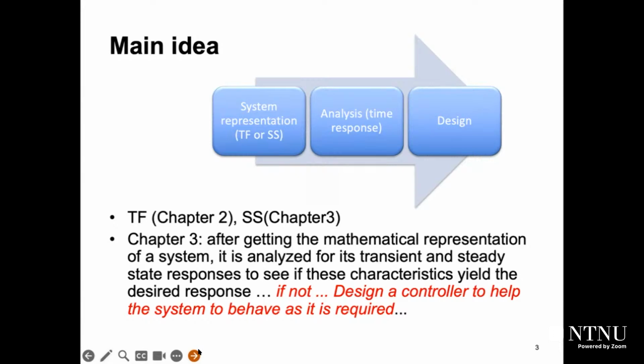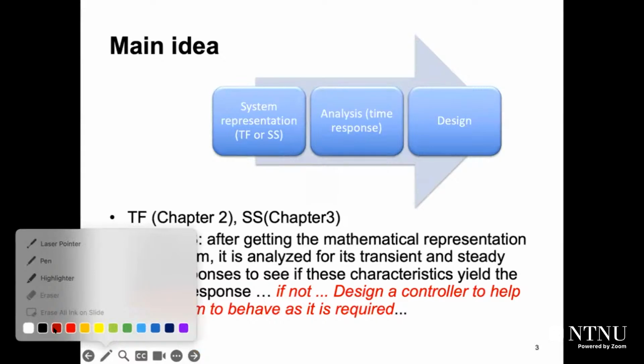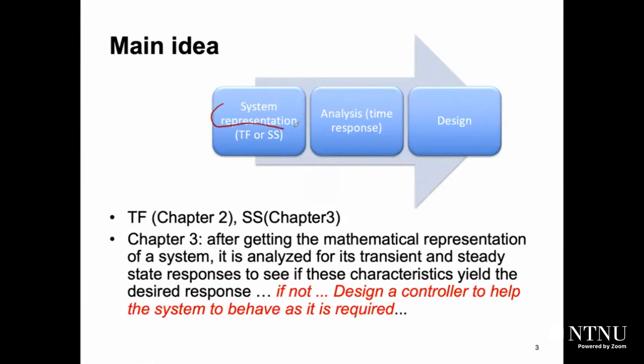So the main idea here, we are starting with system representation, and in this system representation, we can represent the system by transfer function, and we did that in chapter 2, or in the form of a state space representation, which is very beautiful, and we did that in chapter 3. In chapter 4, we will analyze the time response of your system, and by analyzing the time response, we will characterize it, and based on this, we will have some design requirements. We will get them maybe from the end users, for example. Based on this, we will try to design a controller which will be able to achieve those design requirements.